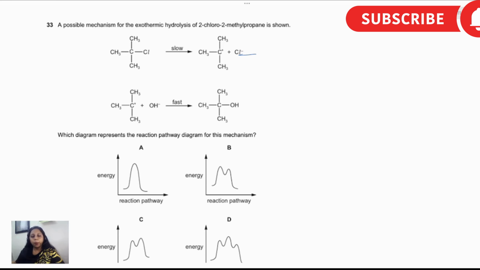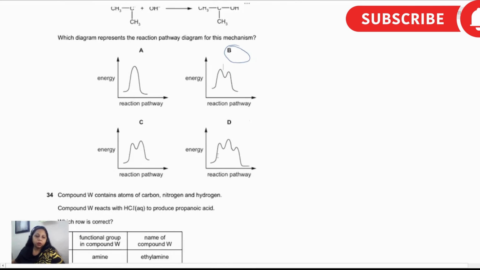This is not about the rate of reaction, though they have mentioned slow and fast just to confuse you. It's about the energy values that are required. We believe that the chloride ion has more energy value than the hydroxide one. So A is not the answer because it has one peak. D is not the answer because it has two peaks. So let's see whether C or B. B is the most appropriate one because Cl has more value as compared to the hydroxide one.